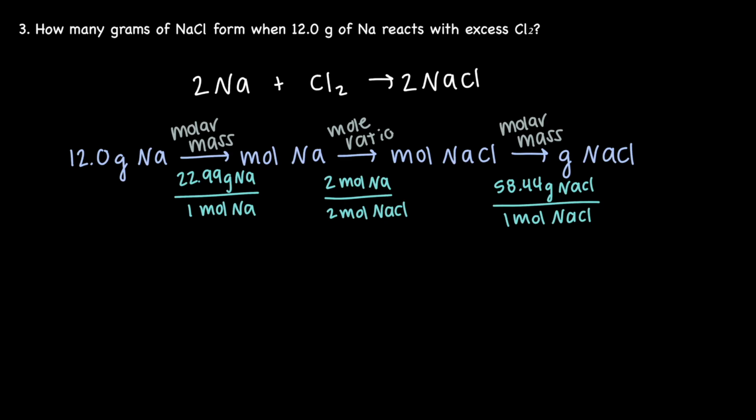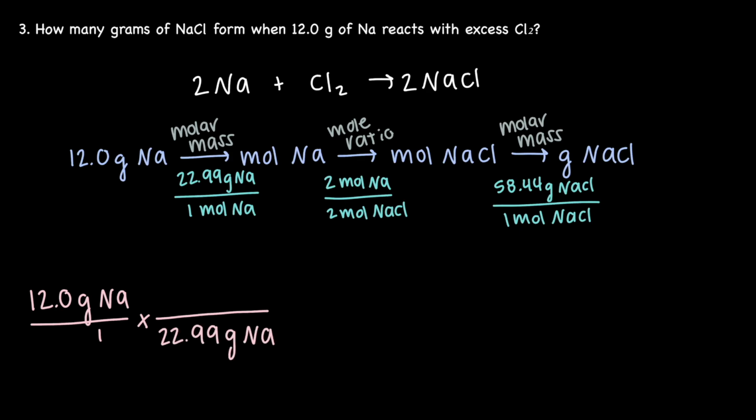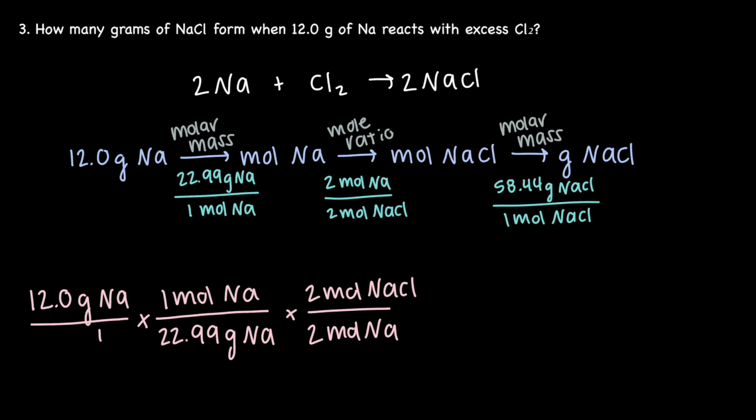Now we can set up all units to cancel. We start with the given value, 12.0 grams of sodium over 1. In the next fraction, we put 22.99 grams of sodium on the bottom and 1 mole of sodium on the top. In the next fraction, we put 2 moles of sodium on the bottom and 2 moles of sodium chloride on the top. In the next fraction, we put 1 mole of sodium chloride on the bottom and 58.44 grams of sodium chloride on the top.